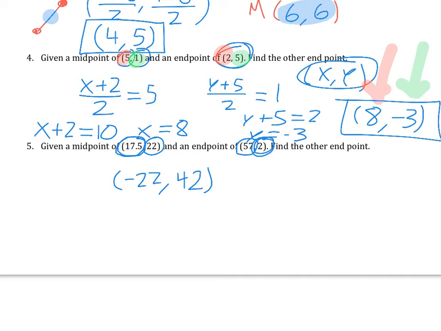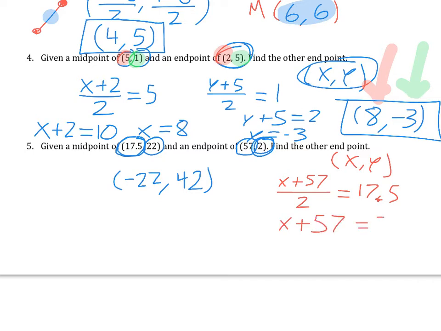And if you don't like that method, we could do it the other way. So let's call the other endpoint x, y. We know that if we add the x's together and divide by 2, it should equal 17.5. Let's just solve that right now. Multiply 2 to the other side. 17.5 times 2 is 35. And subtract 57. You get -22.